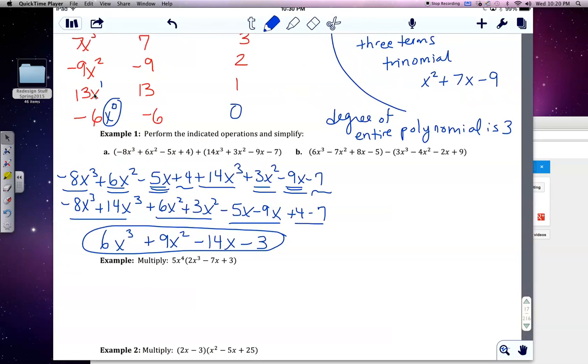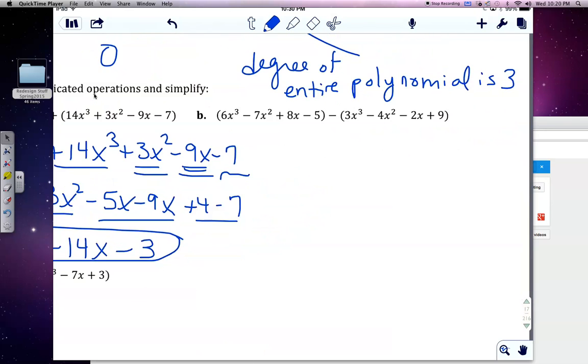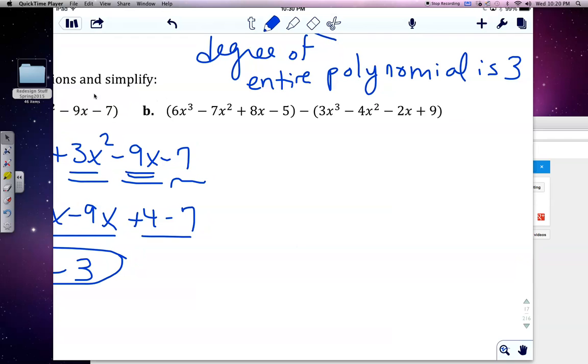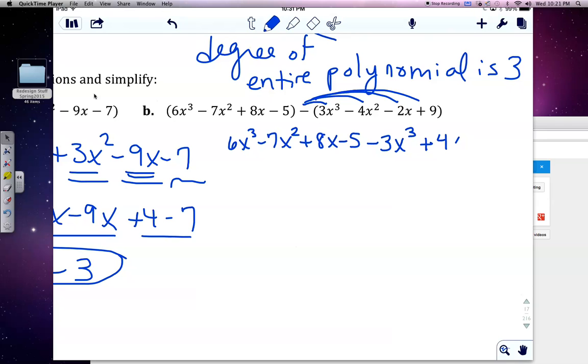Now, when I subtract polynomials, as I do in part B, you have to remember that you're subtracting this, subtracting this, subtracting this, and subtracting this. So you're really going to be very careful about your minus sign. And so when I write this problem, I have 6x to the third minus 7x squared plus 4x squared plus 2x. Those terms, basically changing those signs.